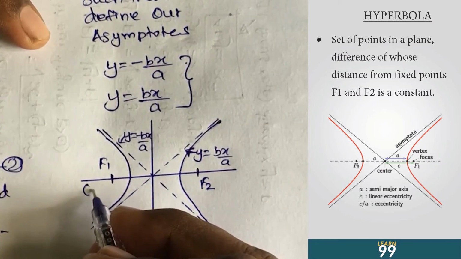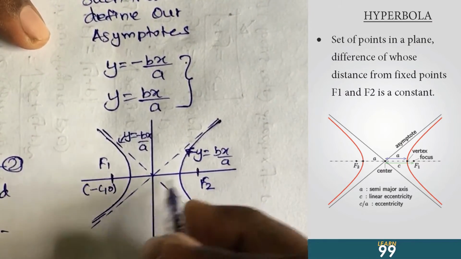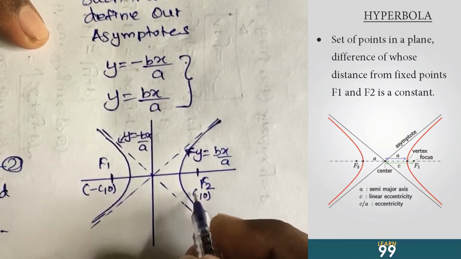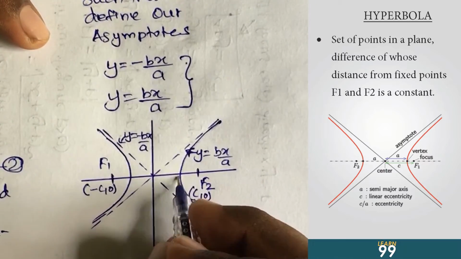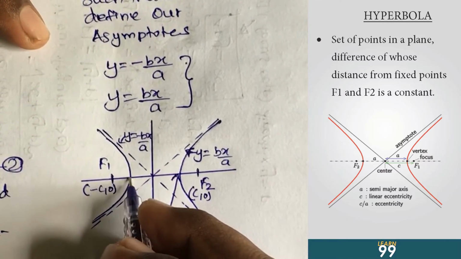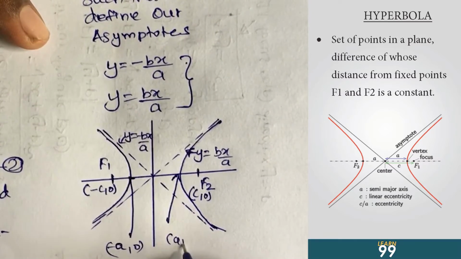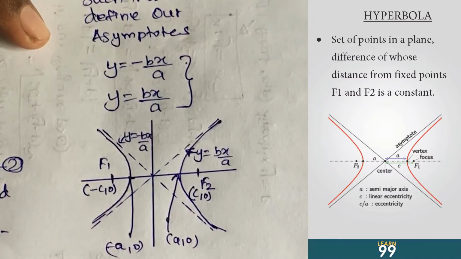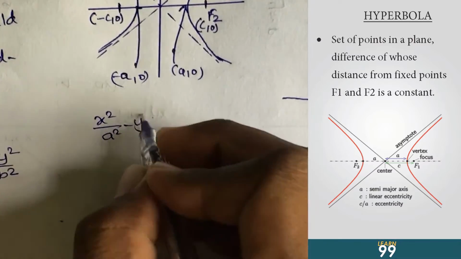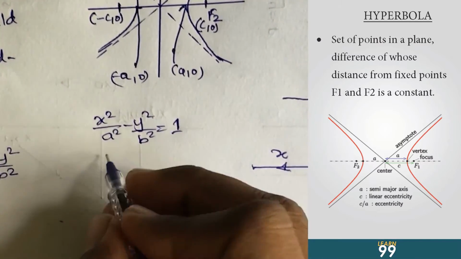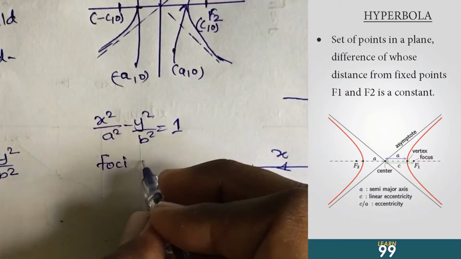You may find in an ellipse we use b as a coordinate, but here we don't use it. We use that b coordinate only in the asymptotes. So finally, this is our equation for the hyperbola.